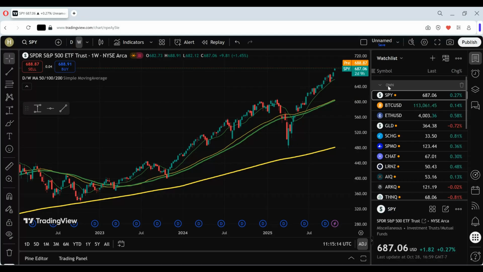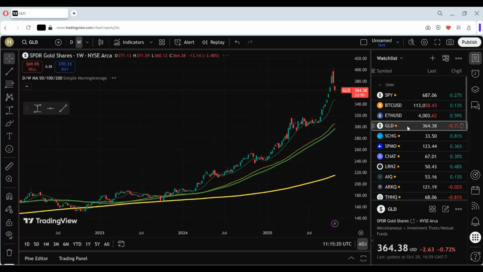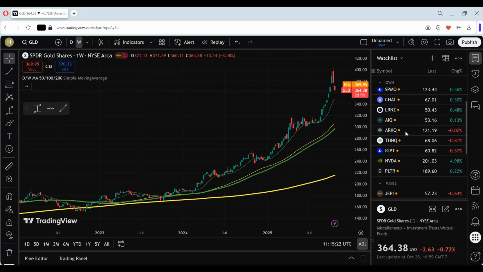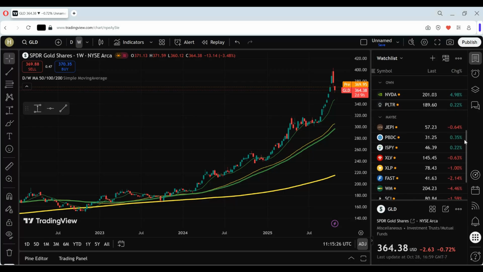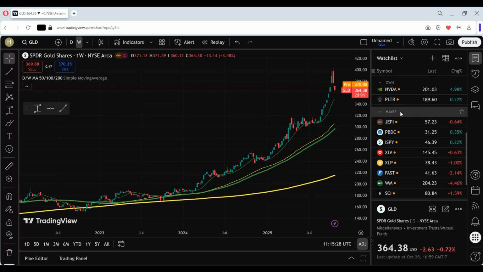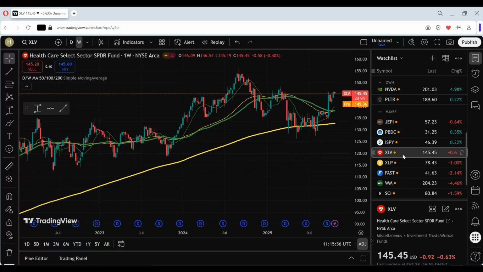So we have a category here for what you own right now, the SPY, Bitcoin, gold, etc. And then if you scroll down with the mouse wheel, you've got some maybes or suggestions that you might want to look at, such as JEPI or XLV, which is healthcare.